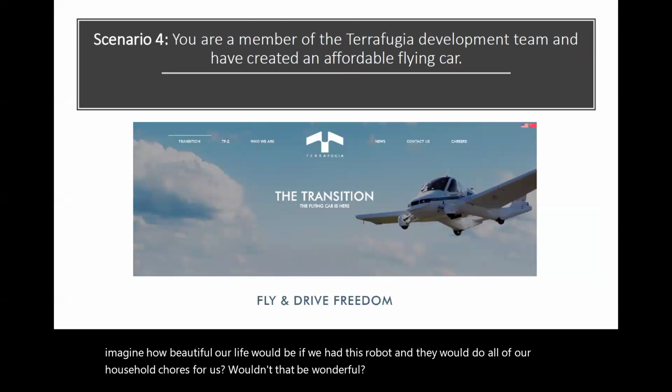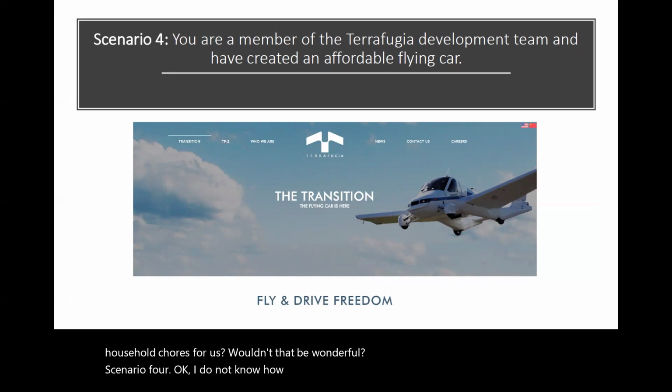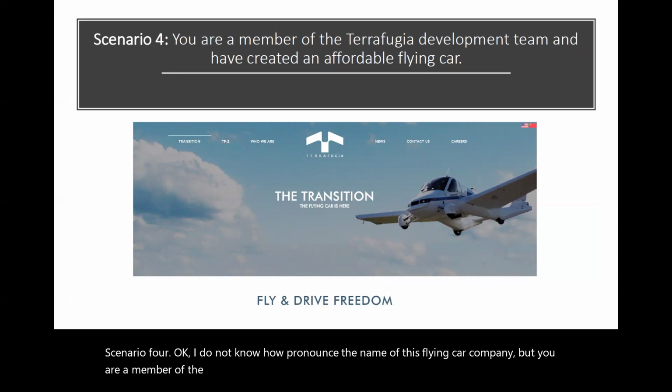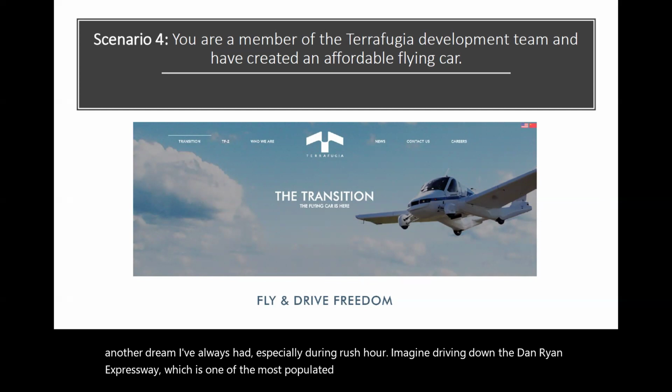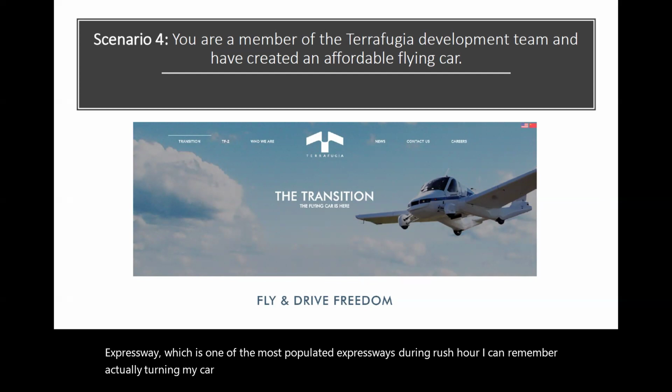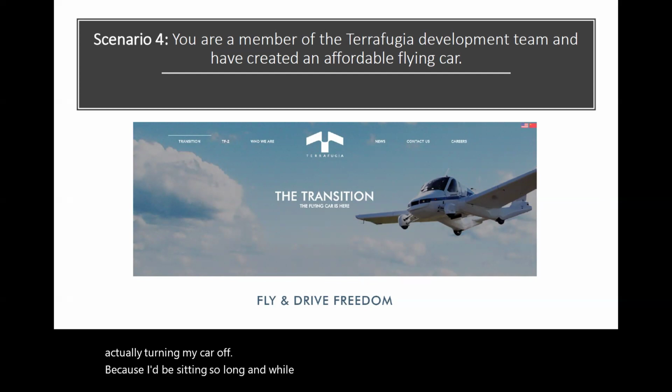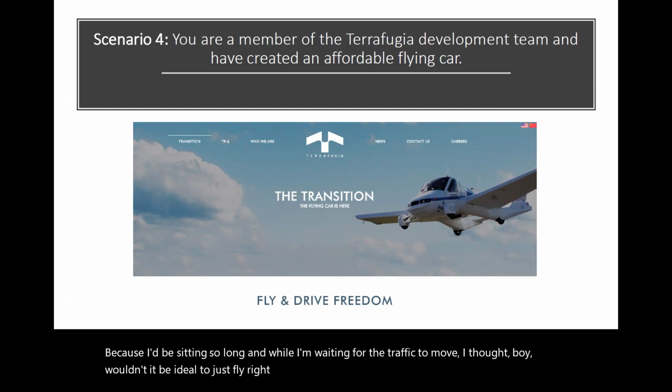Scenario 4. Okay, I do not know how to pronounce the name of this flying car company, but you are a member of the development team and have created an affordable flying car. Oh, that's another dream I've always had, especially during rush hour. Imagine driving down the Dan Ryan Expressway, which is one of the most populated expressways during rush hour. I can remember actually turning my car off because I'd be sitting so long. And while I'm waiting for the traffic to move, I thought, boy, wouldn't it be ideal to just fly right over this? Well, I guess it's becoming a reality.